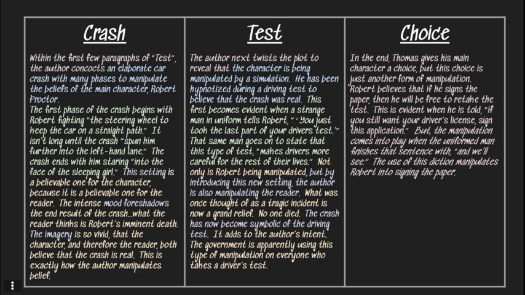Okay. So the author concocts an elaborate car crash with many phases to manipulate the beliefs of the main character, Robert Proctor. Okay, so my message is that this kernel, this crash, ties back to my truism. And my truism is that we're manipulating beliefs, right? So I've got my author, I've got my message.